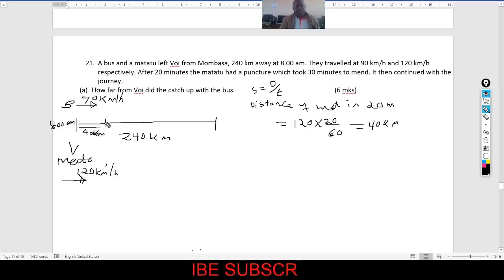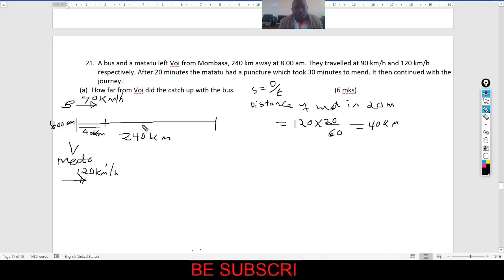It got a pangija there. And then, remember the bus continued to move. And then we are told that it took 50 minutes there. No, it took 30 minutes there to start going again.